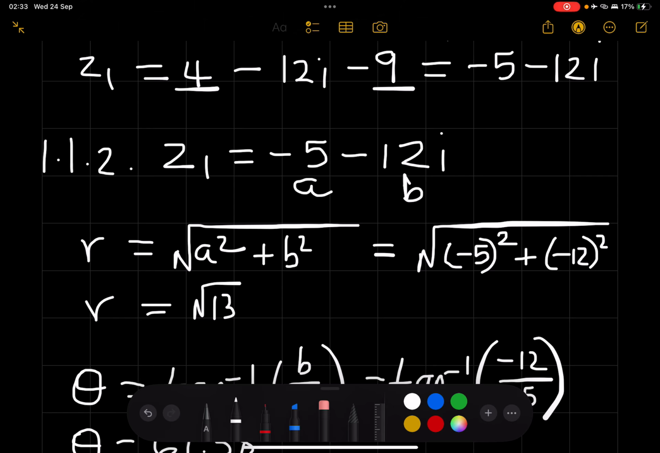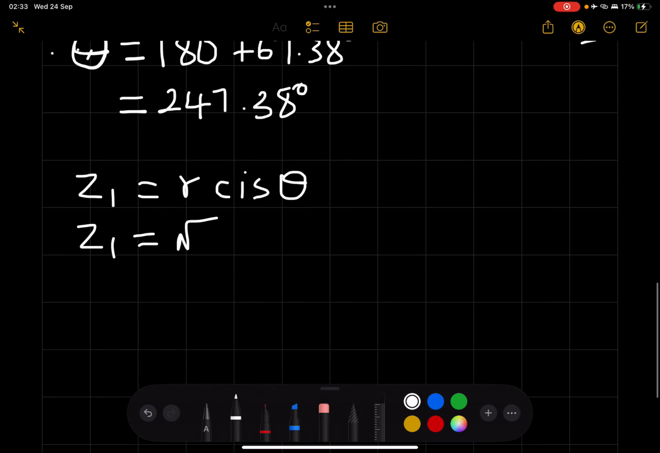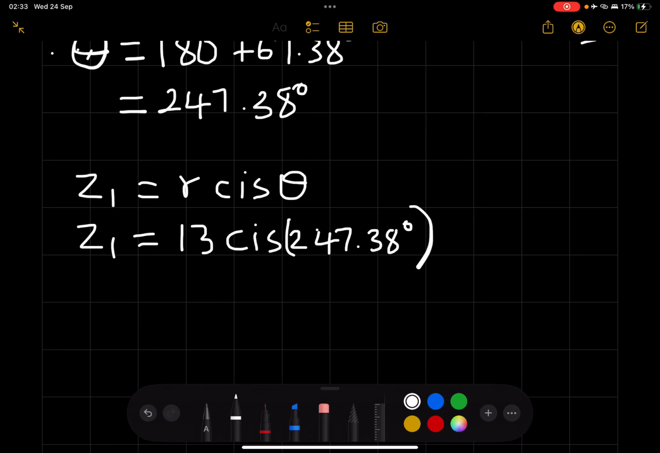This becomes 13 if you press it on a calculator, not the square root of 13. All right, and then our R is 13. So we're going to have 13 cis theta, which is 2. Okay, I like putting brackets here. 247.38. And we have written it in polar form.